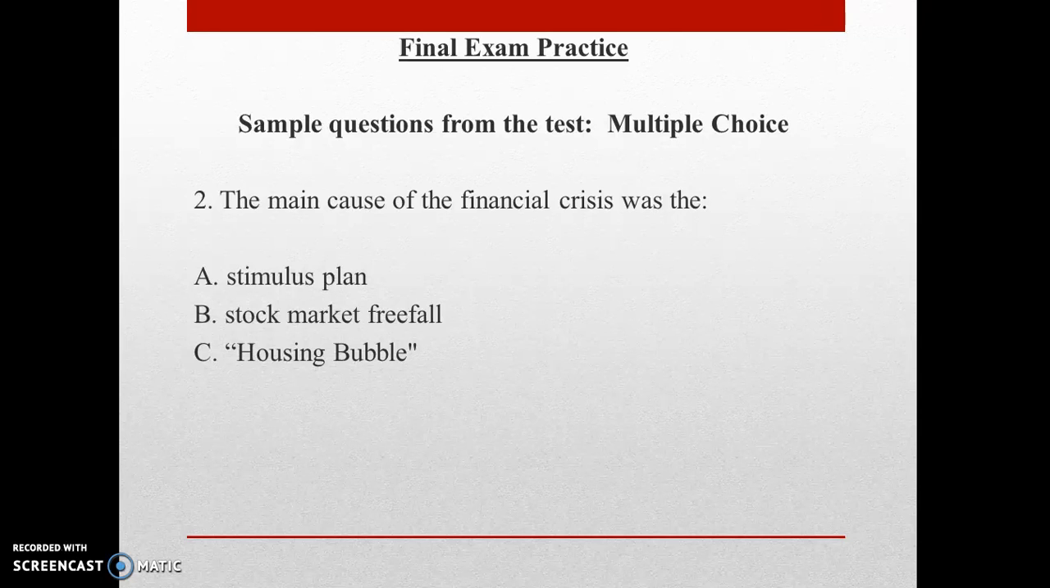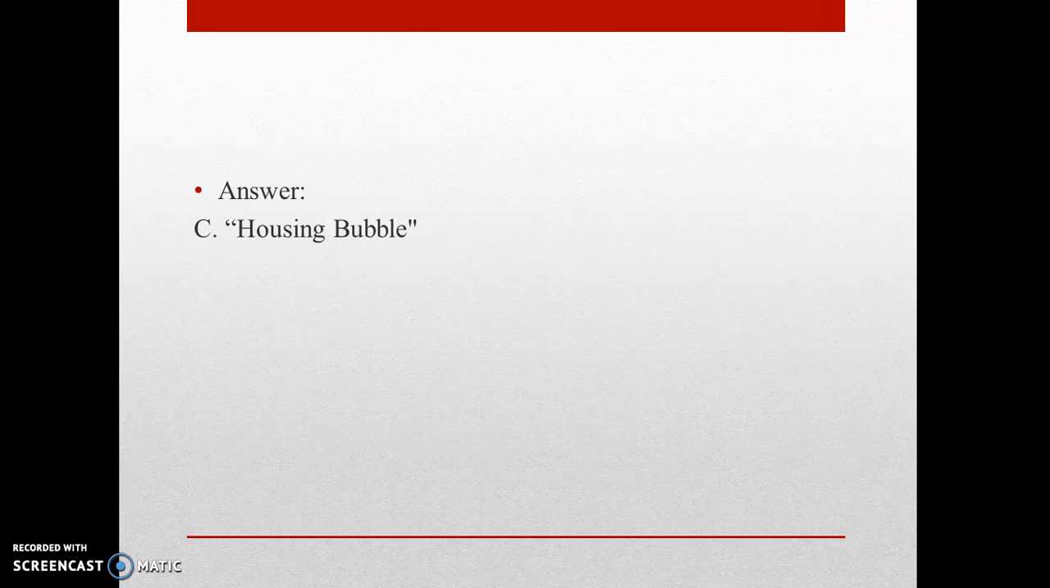This one's multiple choice. It talks about the main cause of the financial crisis. And on the next page there will be an answer. So pause it here, think about it, see if you get the answer right, and then check your answer on the next page, which I'm going to go to now. The answer is housing bubble.